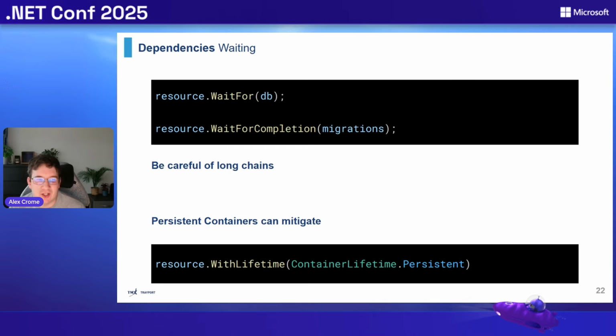If you're working with containers, though, there's a great way to work around these kinds of problems, which is you can use persistent container lifetime. A persistent container is one that will start up, and then if you restart your app host, the container will continue to live and will get picked up again. So you don't have to pay the startup cost again and again and again. This is particularly useful for slow starting containers. SQL Server and Cosmos DB are really good examples where this can be really valuable.